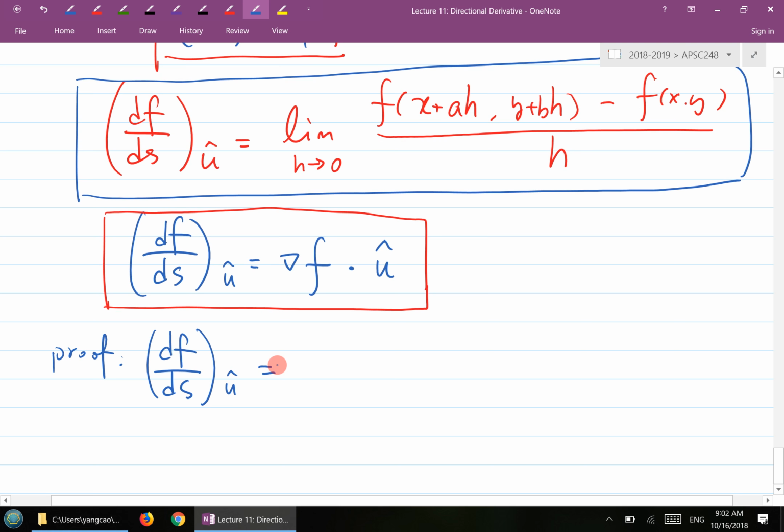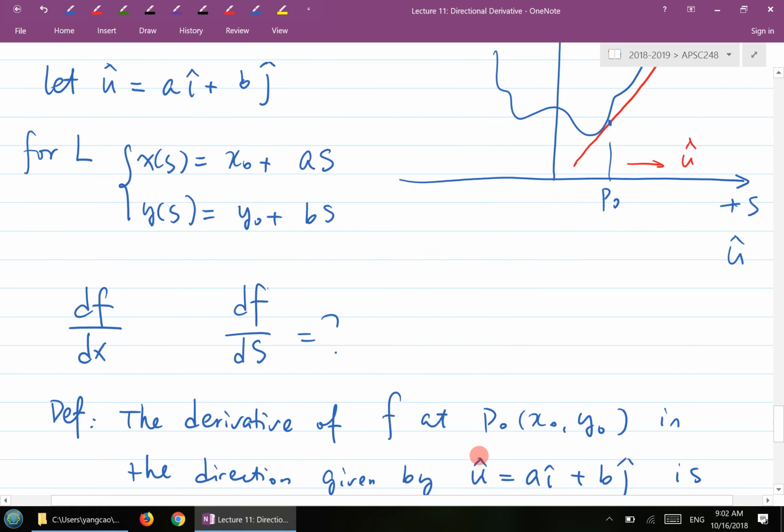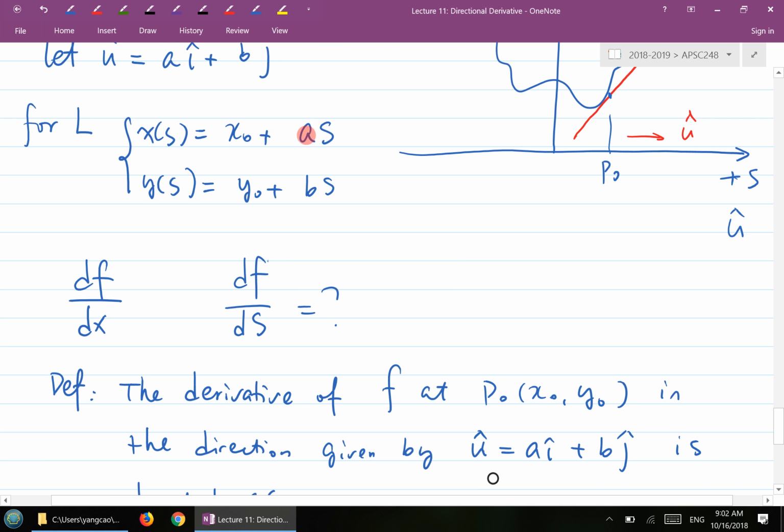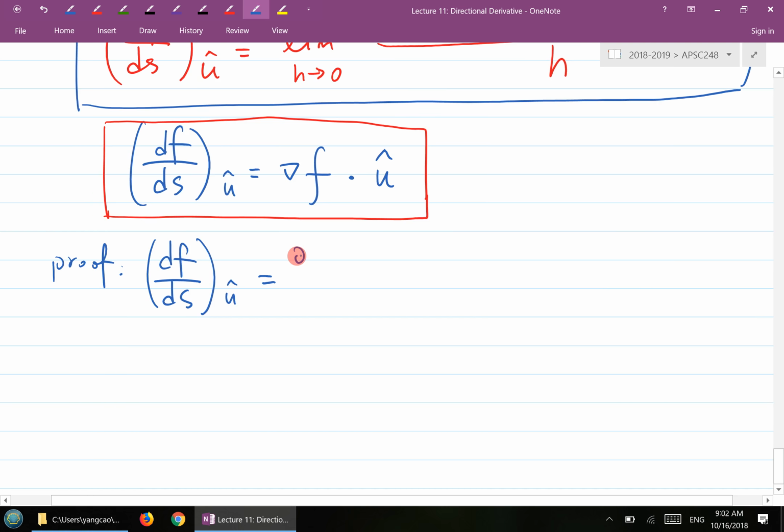And this is what we're looking at. So df over ds in the u hat direction. If I go back a little bit here, here's my u hat direction. So we're moving basically along this line here, right? We're moving along this line with s as the variable, the displacement. Then I'm going to apply the chain rule right here.